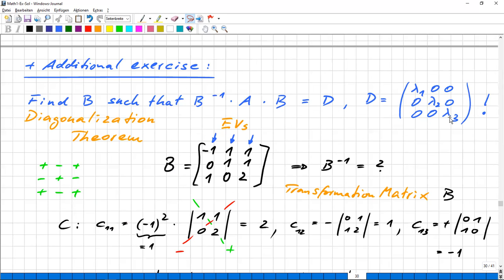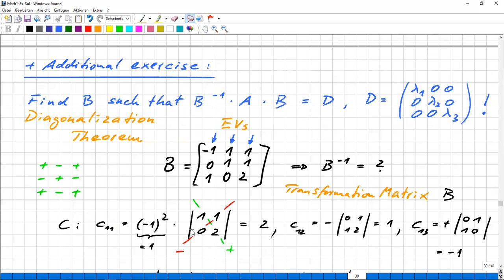The most difficult part here would be to calculate the inverse matrix of B, so the inverse of the transformation matrix, B to the -1. That's a little bit of work, but this is always the same, as you know. It's the usual method by using the adjoint matrix, the method with minor matrices, etc. But this is not what I wanted to emphasize.